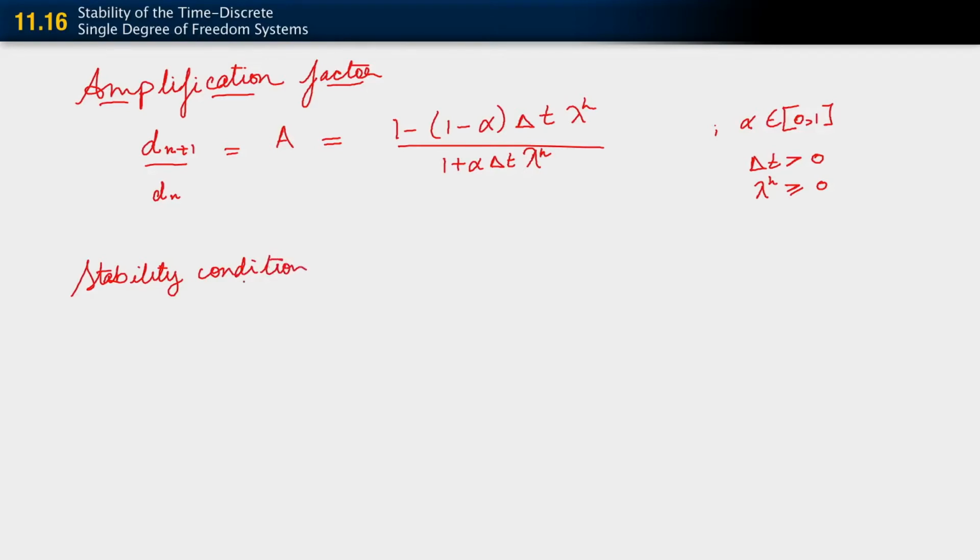Now the stability condition, or the stability criterion, is that the magnitude of A is less than or equal to 1. So this is what guarantees a decaying response from one time step to another.